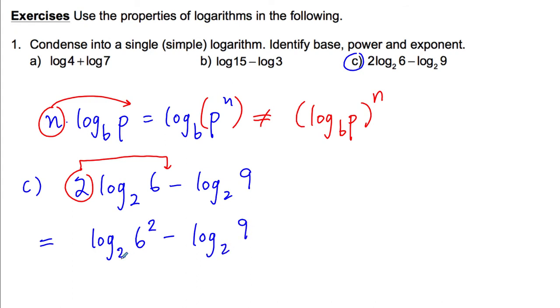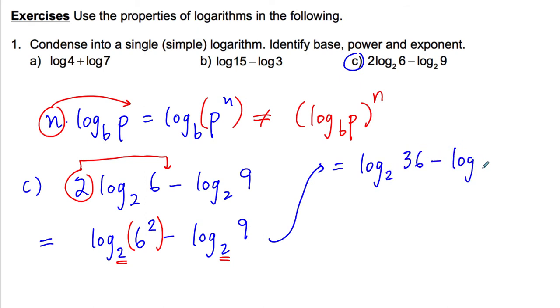And because these logarithms have the same base, we are able to condense into, or simplify into, a single logarithm. The next thing I'm going to do is work out 6 squared. So keeping in mind the order of operations, we do 6 squared first and then apply the logarithm to that. This gives us, I'll write over here, log base 2 of 36 minus log base 2 of 9. And now we can keep the log base, and we're subtracting 2 exponents.